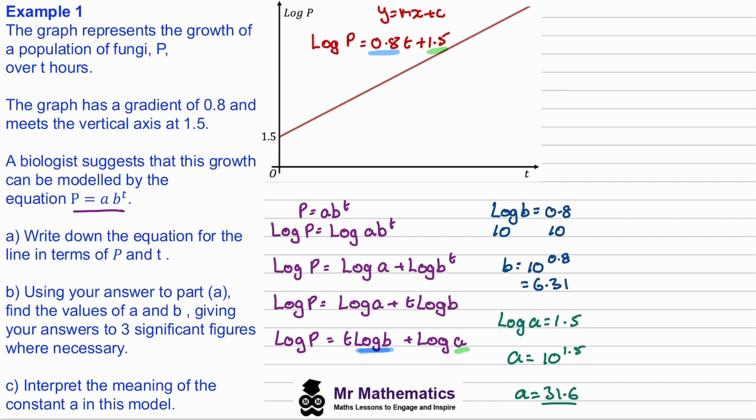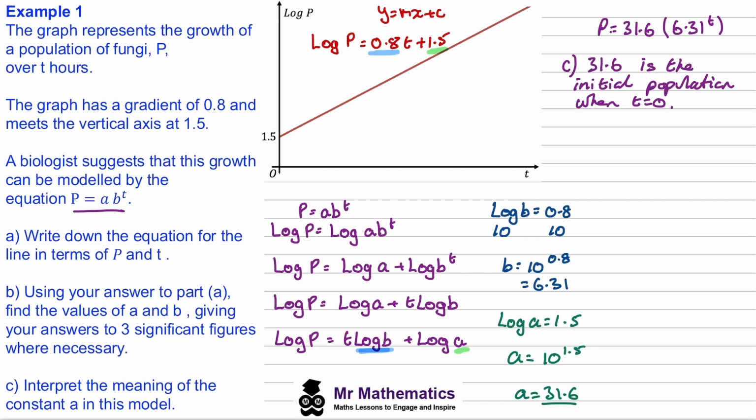So now, for our exponential model, we can substitute a and b into here. So we get p is equal to 31.6 times 6.31 to the power of t. And then for part C, interpret the meaning of the constant a in this model. This is referring to the 31.6. When t equals 0, then this term will become 1. So we'll say that 31.6 is the initial population when t equals 0.